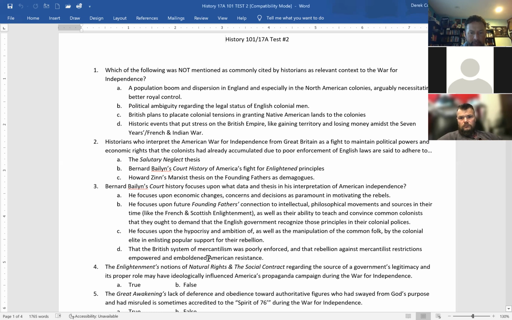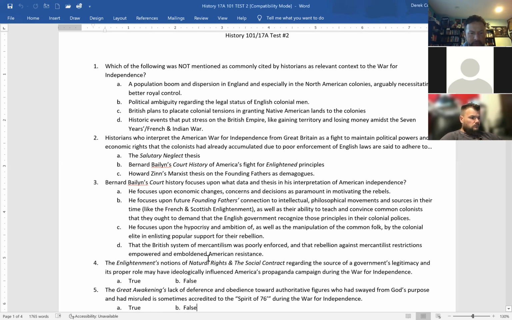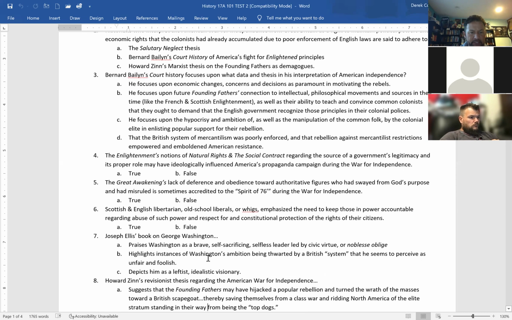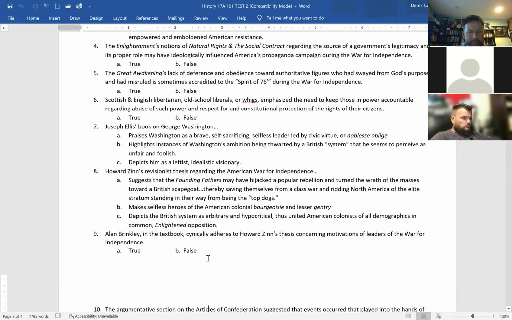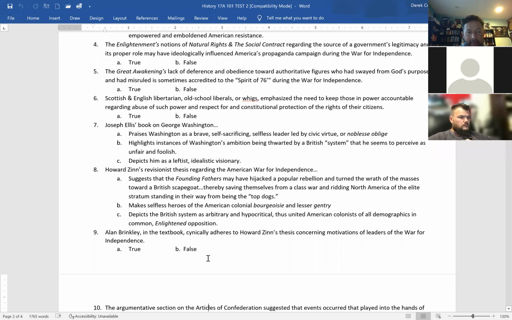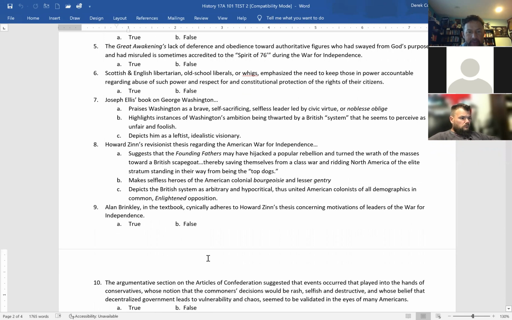So if you don't mind, I'm going to move down and see what else. Let's see here. Joseph Ellis, remember he is mentioned on number 3 of the War for Independence handout. And so recall what he said about how he depicted George Washington. Remember I said that I called it kind of mildly revisionist. So take a look at that. Howard Zinn's was very heavily revisionist. Remember his demagogue thesis and scapegoat thesis.